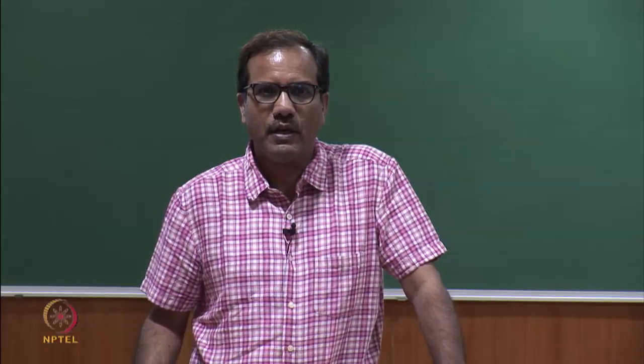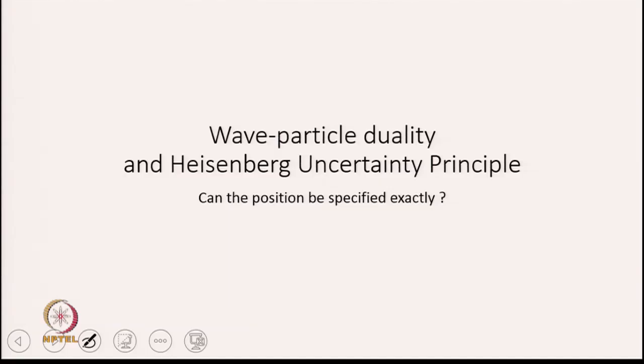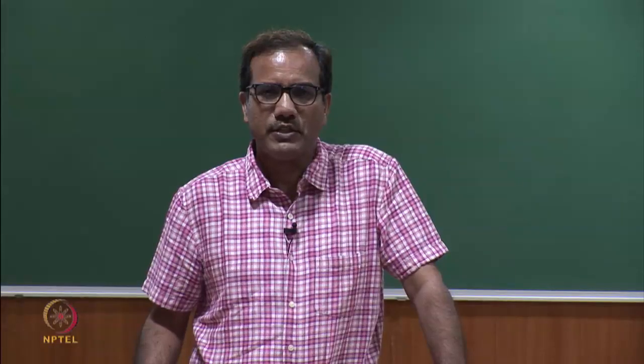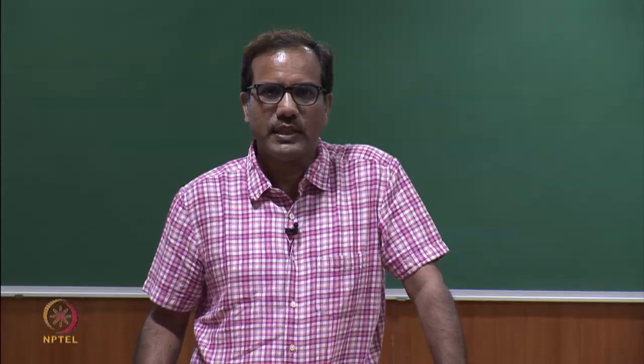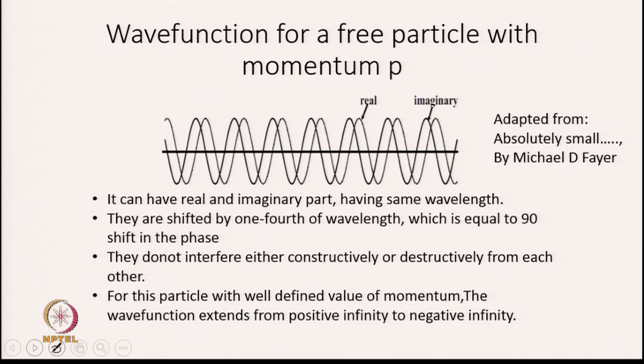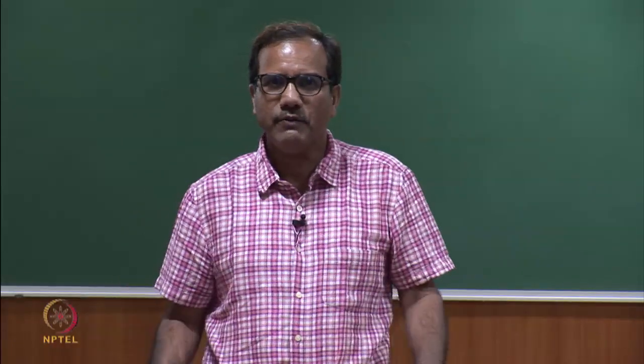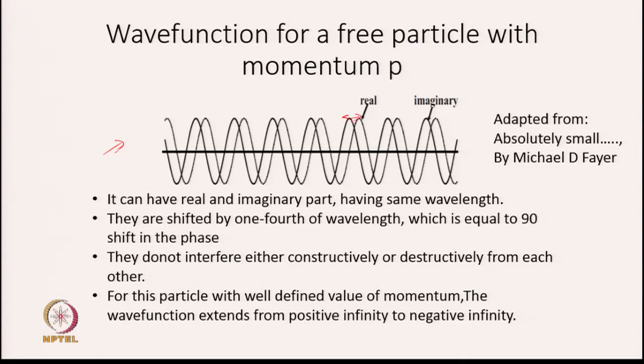First, we will discuss the Heisenberg uncertainty principle. This uncertainty is basically due to the wave nature of the particle. Here we look at whether position can be specified exactly. We saw the wave function for a free particle of momentum p, a wave function of a single wavelength with a fixed momentum. A wave can have a real and an imaginary part of the same wavelength, both shifted by 1/4 of the wavelength, which is equal to a 90 degree shift in phase.